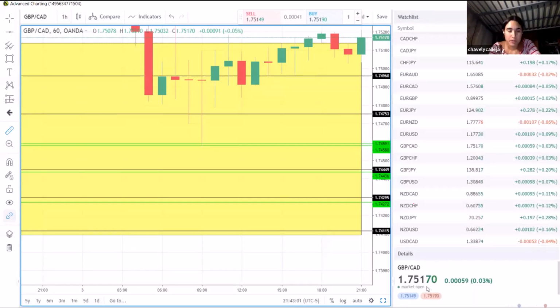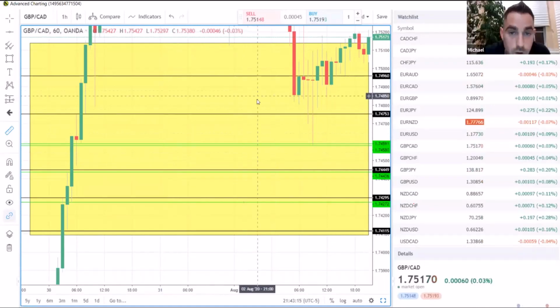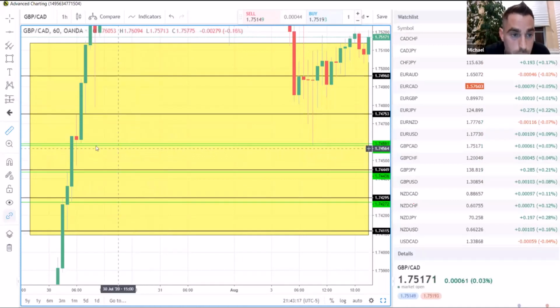Ask away. So when you identified that red wick, when you go in to buy, what you're predicting is that it's going to come back down to that point and then shoot back up. Yep. So you're predicting that level.